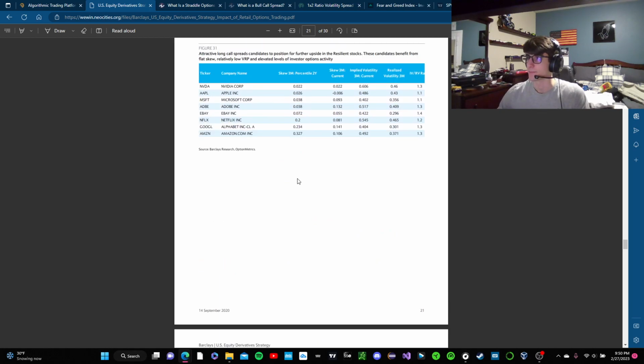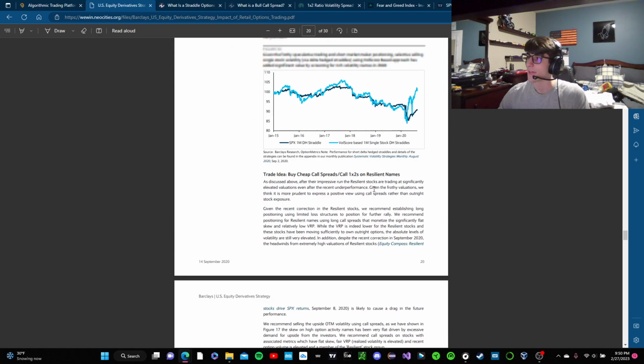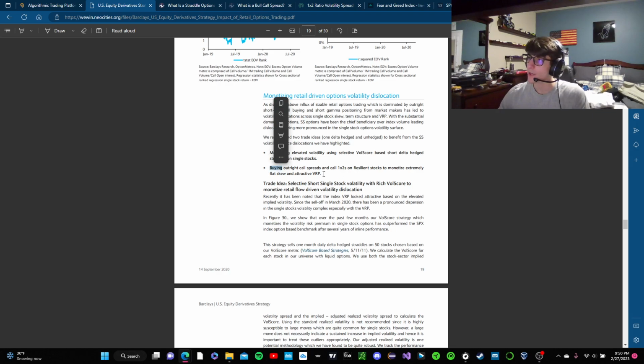These kinds of stocks are the resilient stocks. So they were not the stocks that they were betting on to not move. In fact, they were doing quite the opposite. And they're buying outright call spreads and 1x2s on resilient stocks to monetize extremely flat skew and attractive VRP.